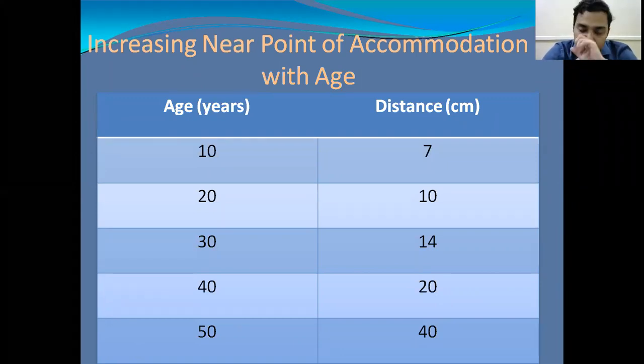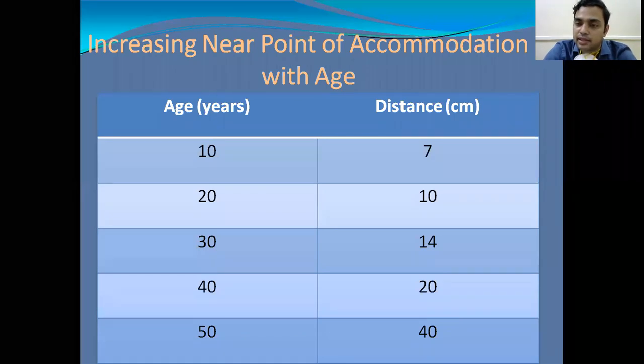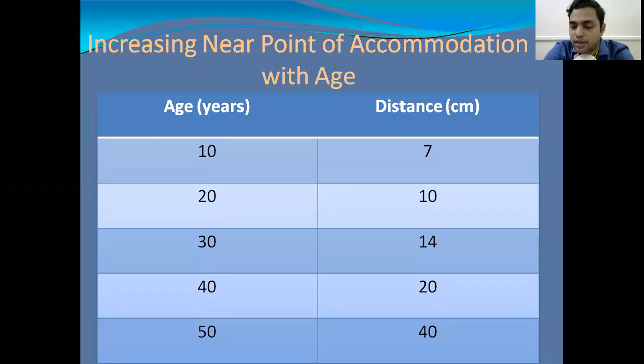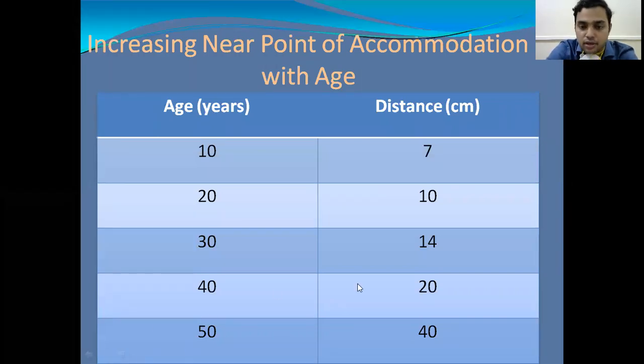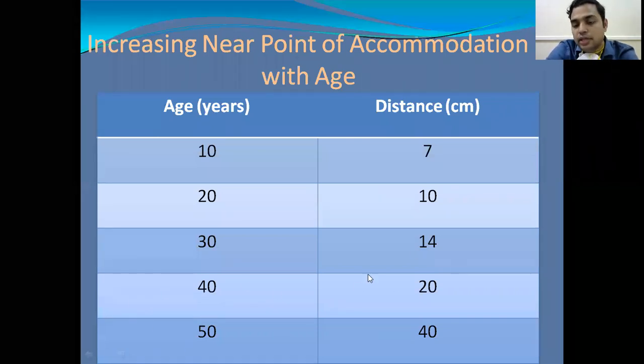In some patients, there is a decrease in near vision because of the decrease in the power of accommodation, which usually starts at 40 years of age. While reading a book, they face some difficulty. So we usually correct presbyopia after 40 years of age, because the near point of accommodation at the age of 40 is 20 centimeters.